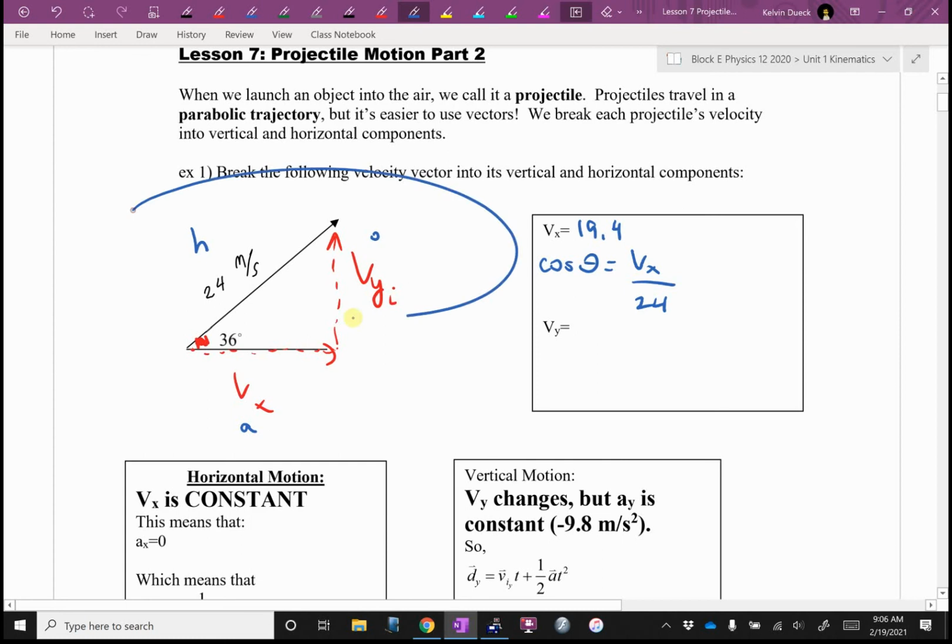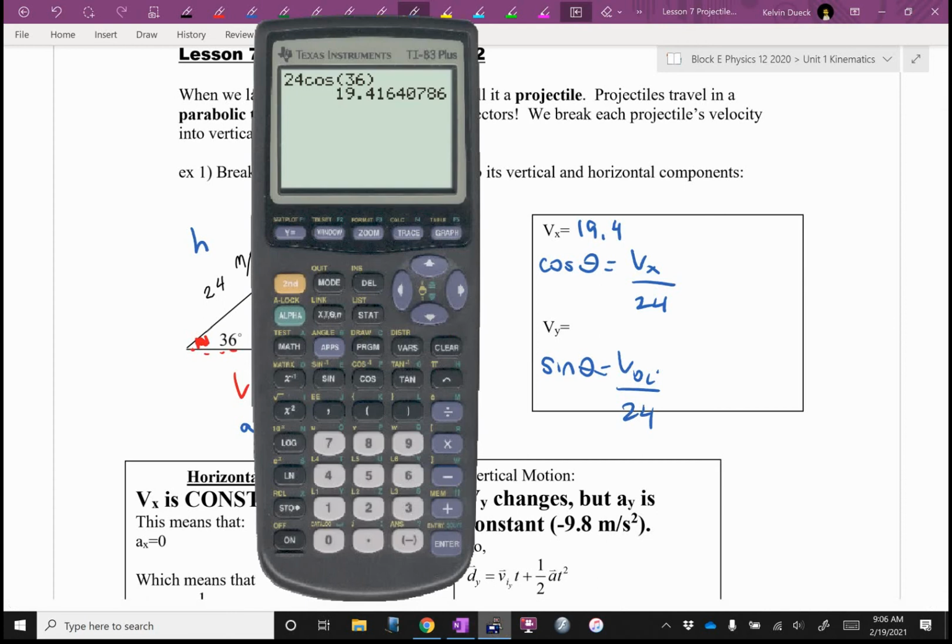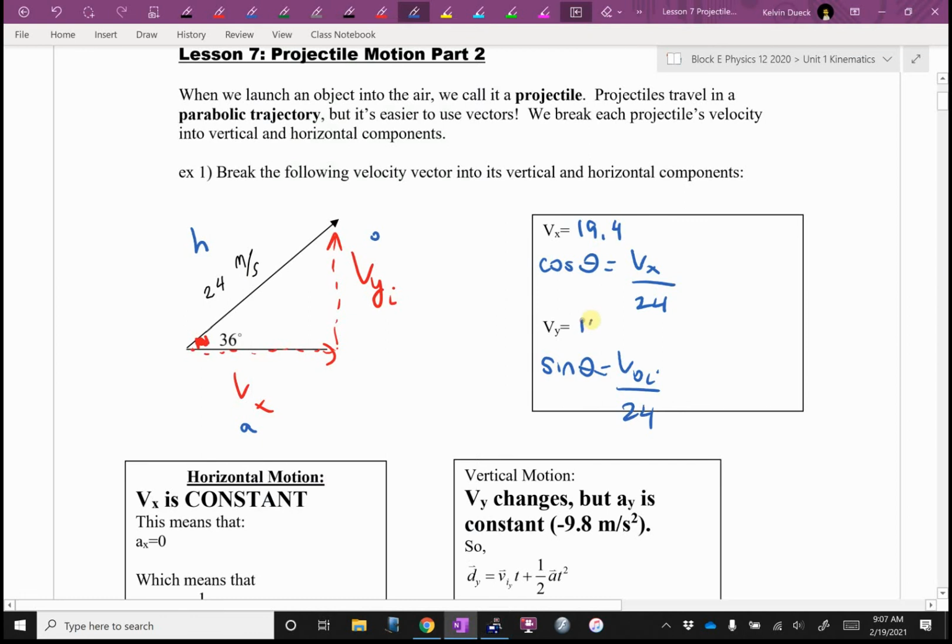Which trig function can I use for Vy initial? So you're saying the sine of my angle equals Vy initial over 24? And I could have just backspaced and edited if I was really, really clever. And I get 14.1. And again, if I was going to use this, I would carry some extra sig figs. I should put units on my answers, though, because final answer should always have units.